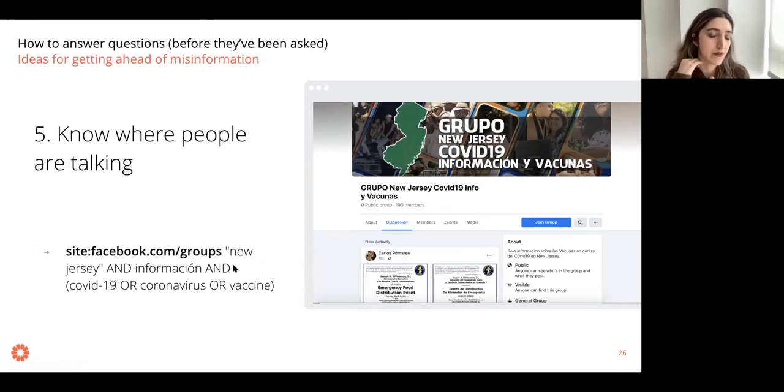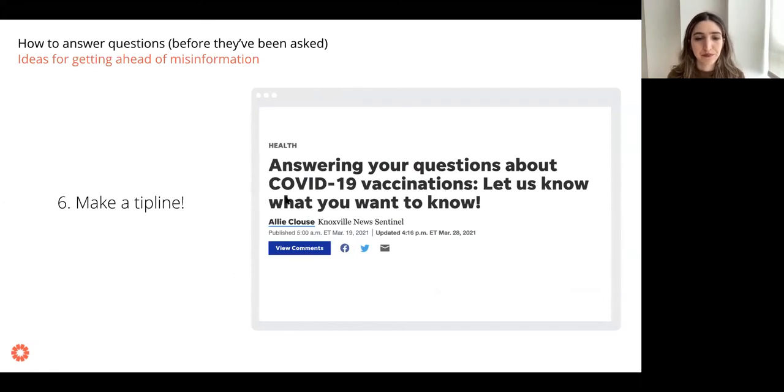So the example I have here is New Jersey and información and some words related to coronavirus and the vaccine. And sure enough, one of the groups that popped up was this one, Grupo New Jersey COVID-19 Info y Vacunas. And you can see it has 190 members. So doing some work to understand where people are asking these questions can be helpful.